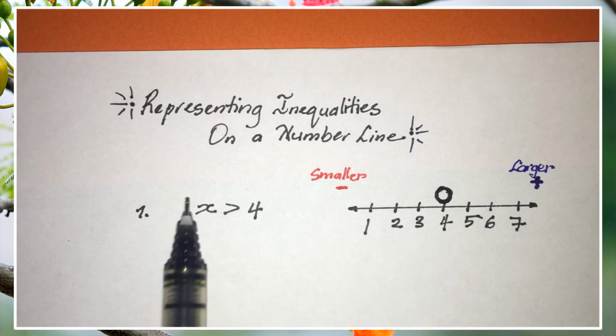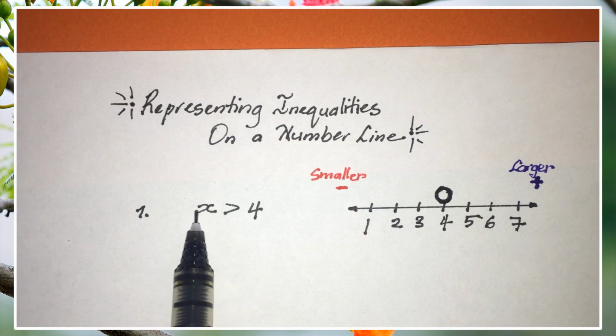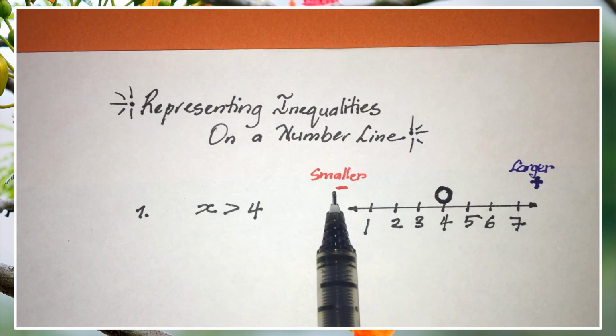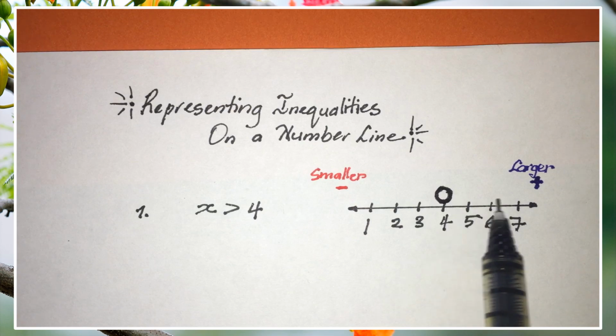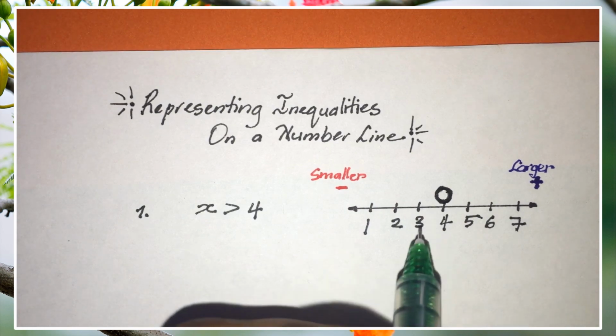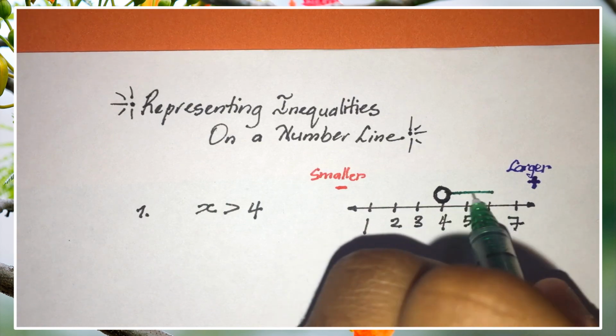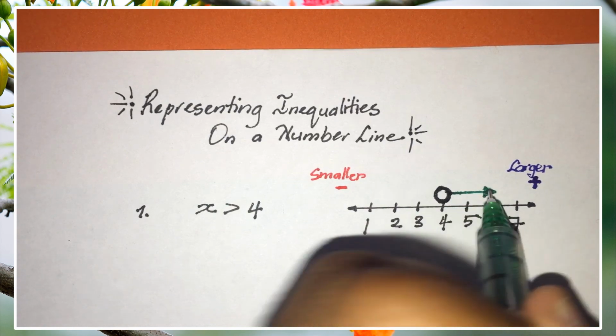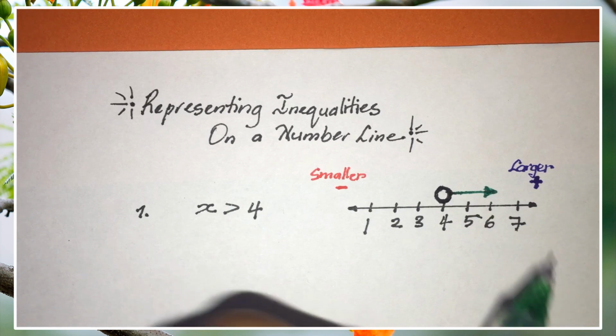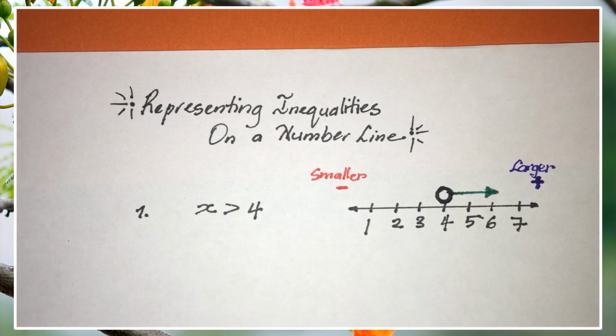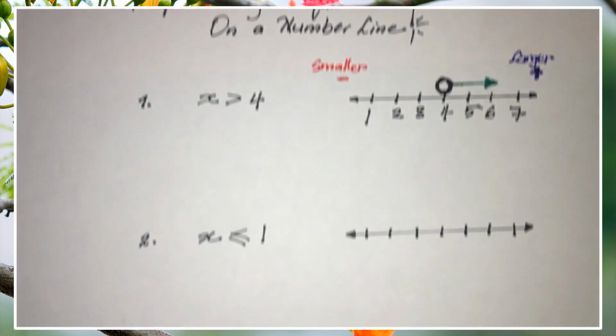So remember now, x is supposed to be greater than 4. So am I going to go to the left or to the right? If I want the number to be greater than, then I'm going to have to go to the right, towards this side. So I'm going to put an arrow like this, saying that x is supposed to get larger. So x could be 5, 6, 7, and so on. Easy, isn't it? Let's take another example.